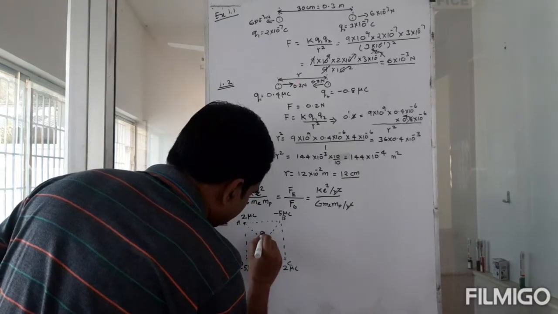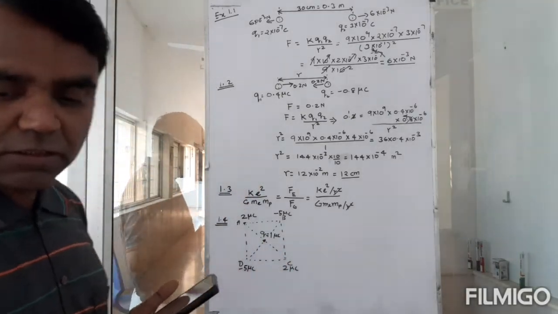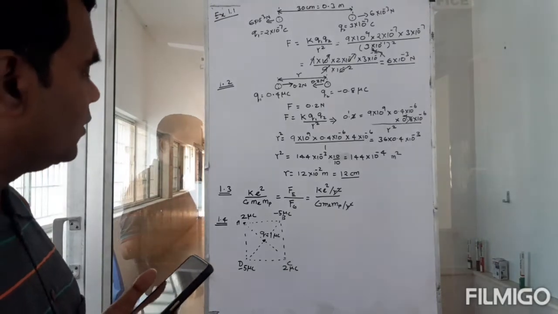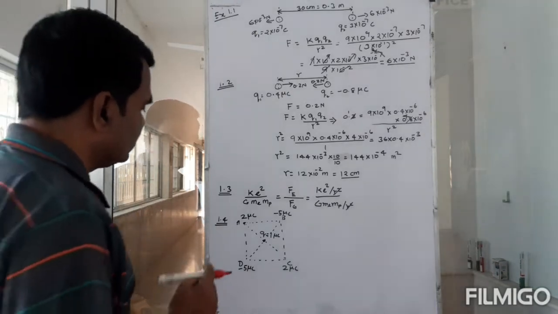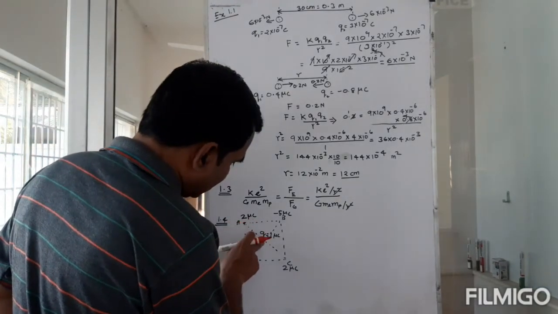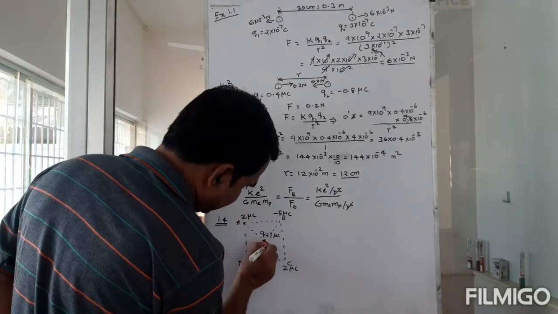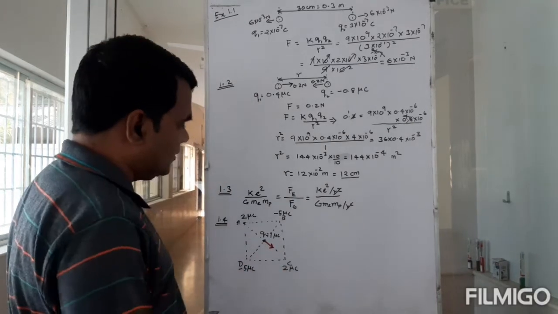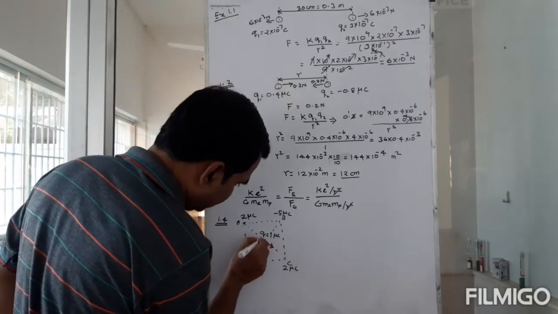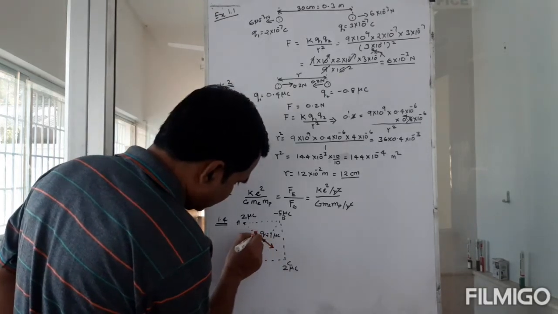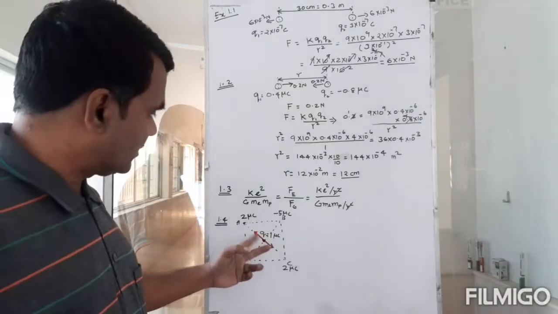I'm going to keep a charge Q of 1 microcoulomb. Then the question is, what is the force acting on the charge? Well, think about it. 2 microcoulomb. What will this do? This is positive, this is also positive, it will push it in this direction. Okay? And what will this do? This also will push it in this direction. So they will cancel each other out.